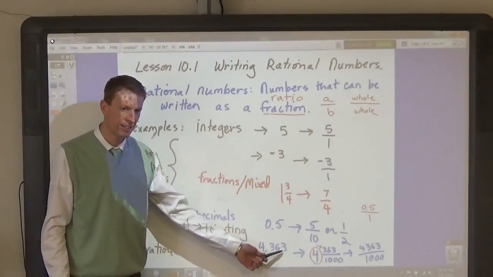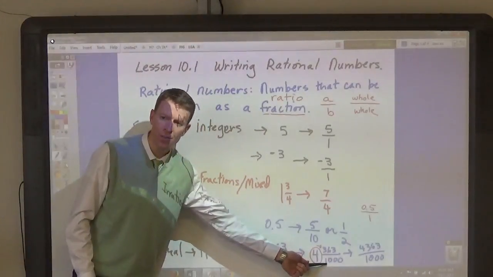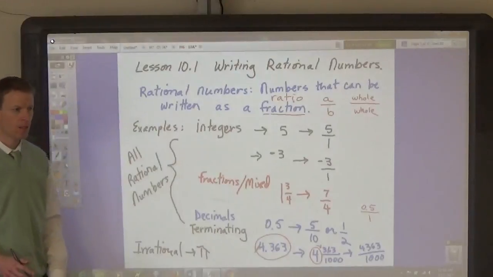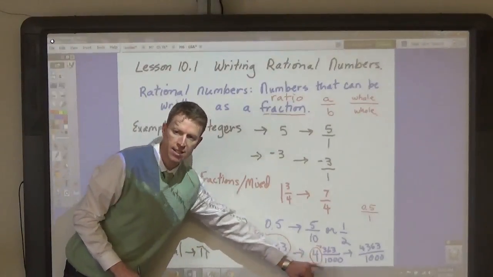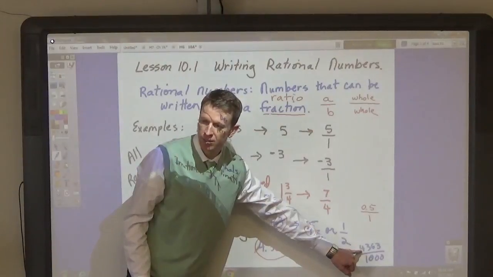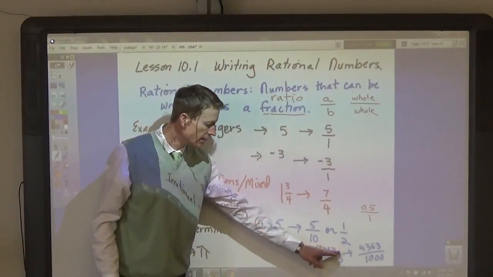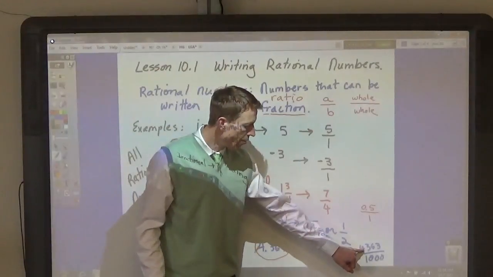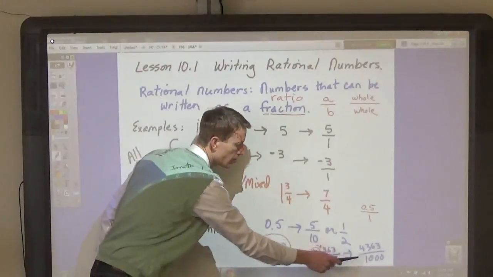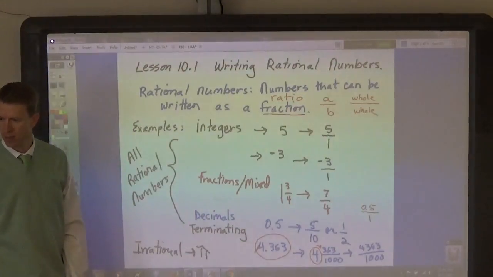4 and 363 thousandths becomes 4 and 363 over 1,000. So what we would do is read the decimal and then write the place of the last digit as the denominator. Now, you could also write the whole number as part of the numerator by adding the whole number to the top line. Instead of writing 4 and 363 thousandths, you could write it as 4,363 thousandths. Those two numbers are equal. And so we can write it just as a fraction that way as well. Okay?